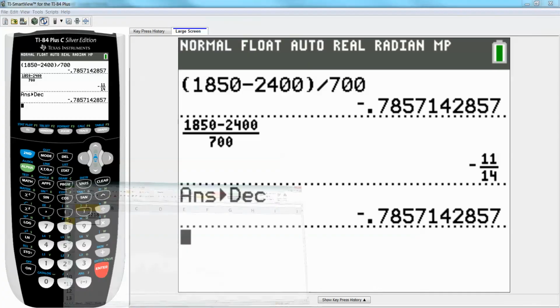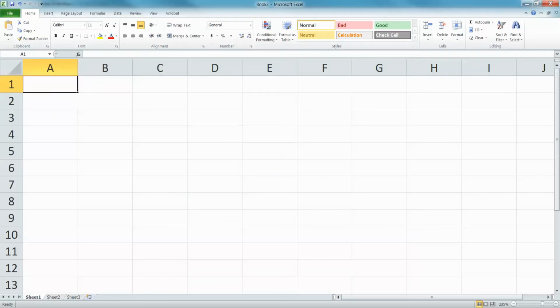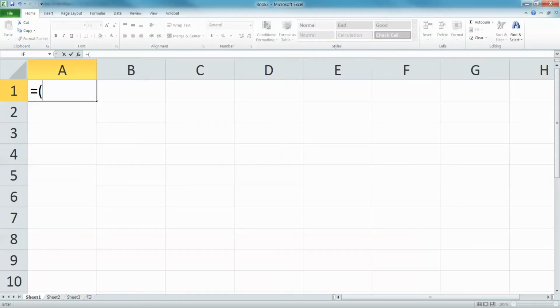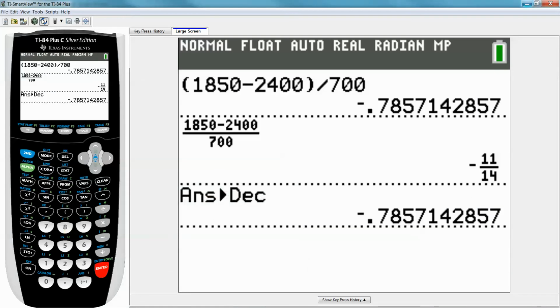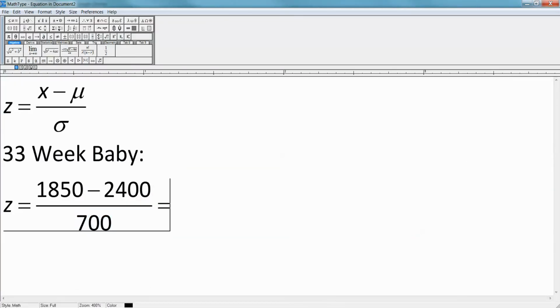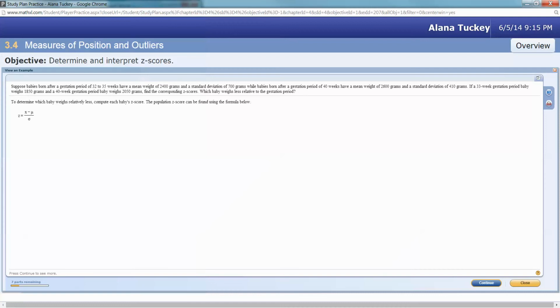Or let's say you have Excel, you would use the same idea. You type equals, parentheses, 1,850 minus 2,400, close parentheses, divided by 700. That's how to do it all at once. Or you could take 1,850 minus 2,400, find that number, and then equals that cell divided by 700. That would work, right? Lots of ways to do it. Either way we get negative 0.7857. It's negative 0.786. I don't know how many decimal places they want. And it's a squiggly equals because we're rounding here. All right, let me go back here and see what they wanted.